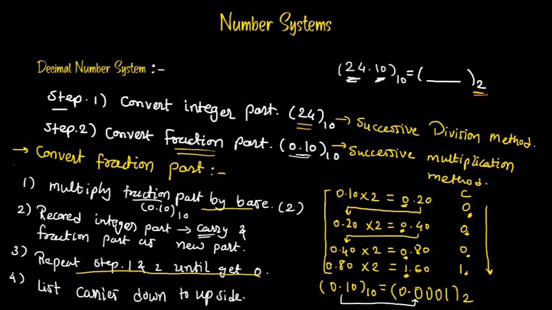So this is the process to convert a decimal number into any base number system. We will discuss more on conversion of binary to decimal, decimal to binary, hexadecimal to decimal, octal to decimal, and decimal to octal in our upcoming videos.